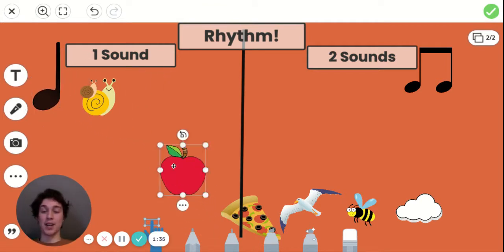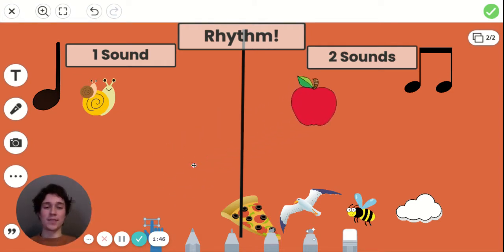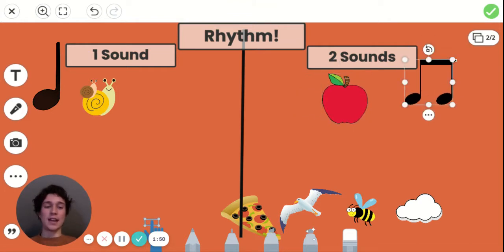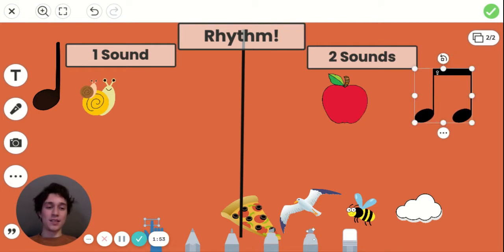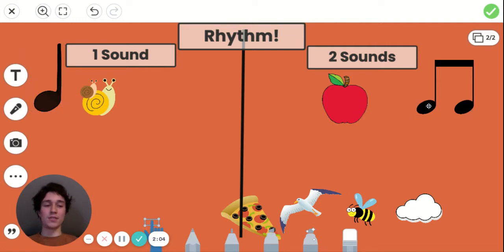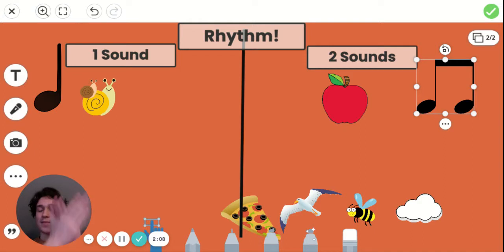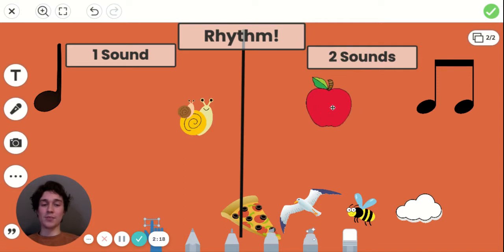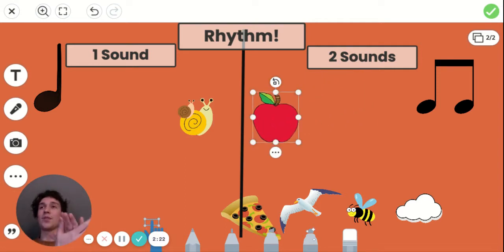Apple. Let's clap it out. Apple. That had two sounds. Apple. Two sounds. And in music, we write that as this. It looks like two tas stuck together with a line on top called a beam. These are called eighth notes. So we have a quarter note, a ta, and eighth notes, and those sound like this, ti-ti. So if we were to clap apple in music class, we would say ti-ti. So if we had a pattern that was snail, apple, instead of saying snail, apple, in music class, we say ta, ti-ti. Okay?